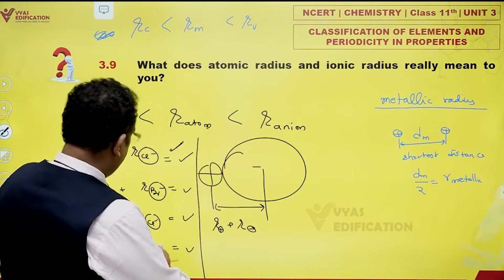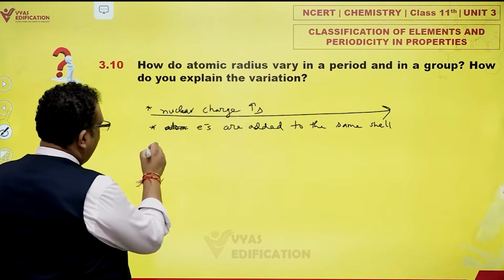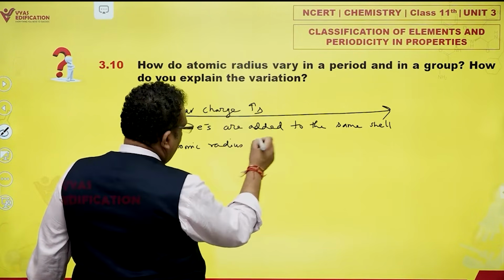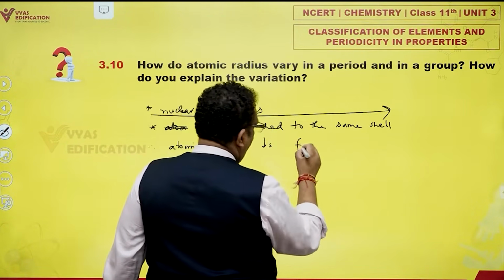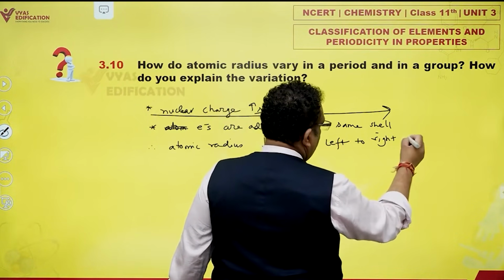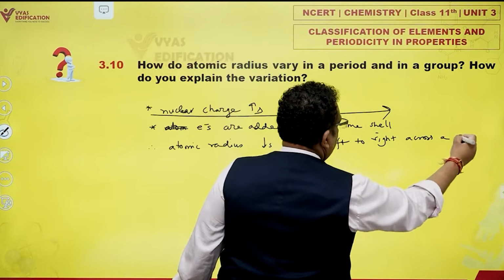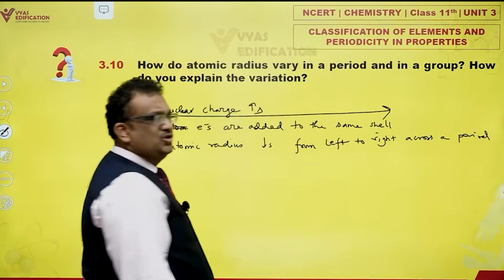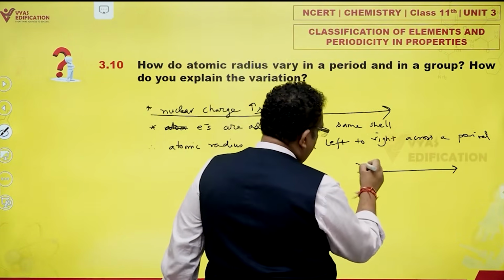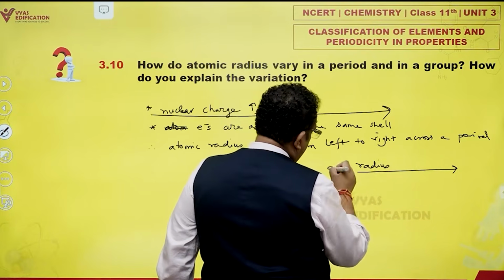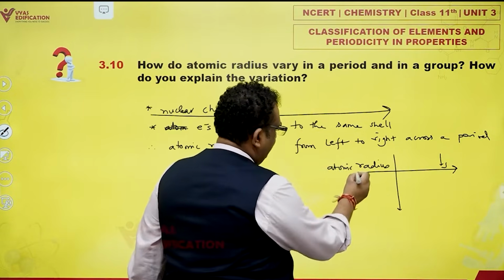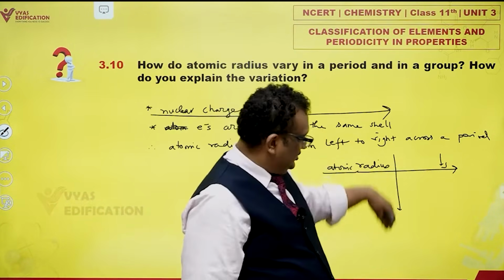Yes, indeed. So we find, therefore, atomic radius decreases from left to right across a period. In shortcut, I could just denote it like this. Atomic radius decreases. This is across the period, this is down the group.